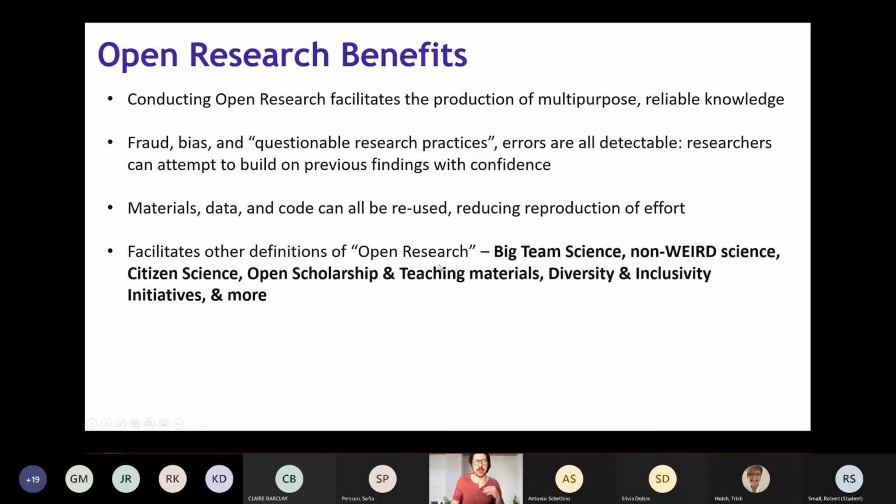And working openly also facilitates other definitions of open research. It facilitates scaling up research to work in bigger teams. It facilitates working with researchers in other countries that might have fewer resources. It facilitates getting the general public involved in citizen science. It facilitates teaching, with open data sets, you can use them to help teach students about research. And it facilitates diversity and inclusivity initiatives.